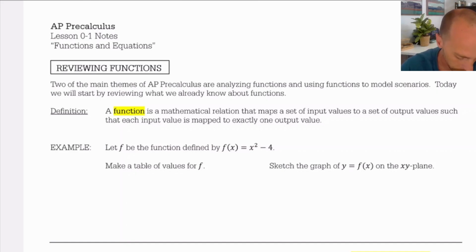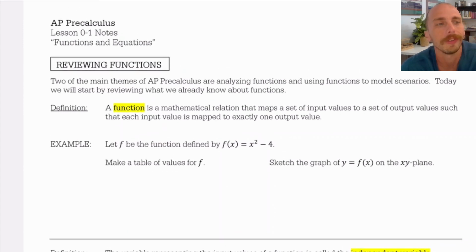And so, hopefully in an earlier math class, you talked about some functions and you saw that it was a mathematical relationship that took in a number and gave you back a number. Okay. And the fine print details are that each input value is going to give us exactly one output value. And we'll start with a function that we're somewhat familiar with, maybe. f of x equals x squared minus 4.